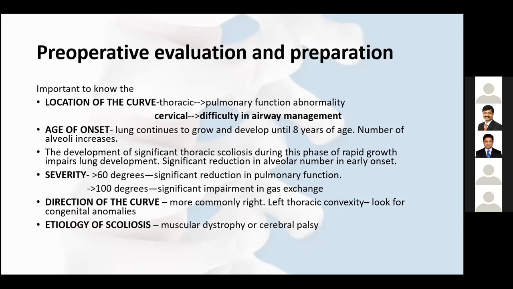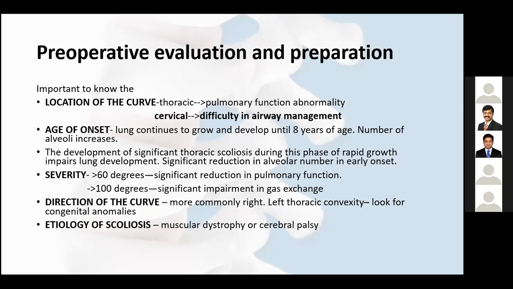So the location of the curve: when it is thoracic, the pulmonary function is abnormal. And when it is cervical, we have to be cautious that there is going to be difficulty in airway management. So the age of onset: the lung continues to grow till the age of 8 years, as the number of alveoli keeps on increasing, from almost 25 million to 250 million. So the development of significant thoracic scoliosis during this phase of rapid growth impairs lung development, causing a significant reduction in the alveolar number in early onset.